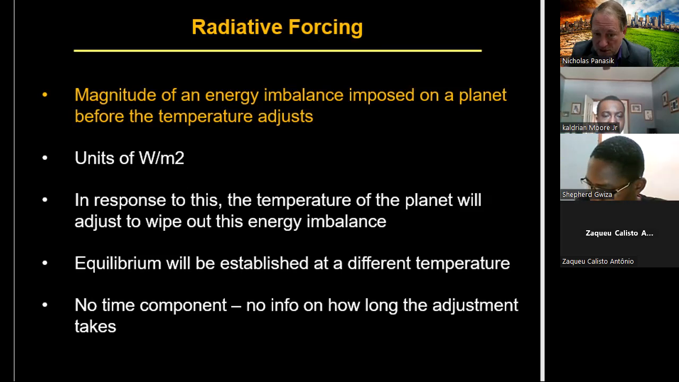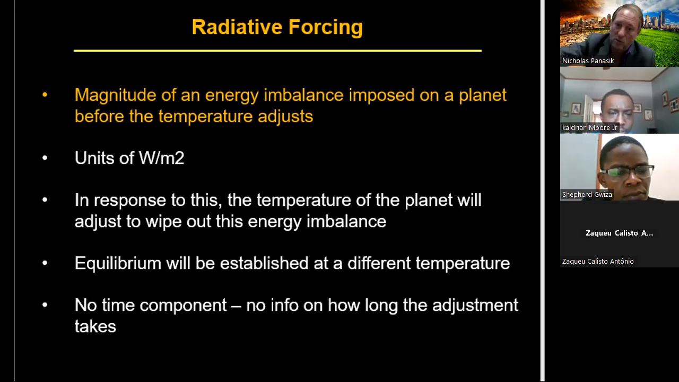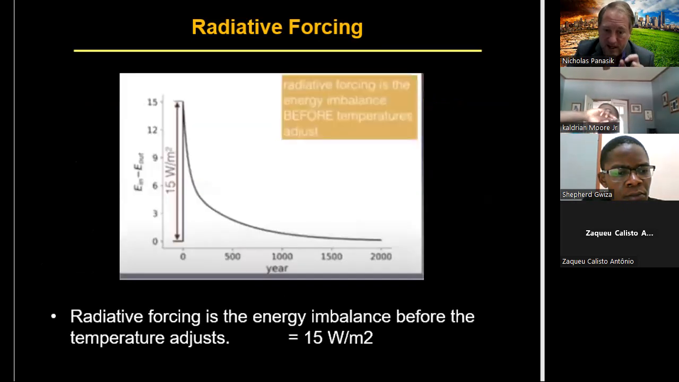Now, notice there's no time component to this. We're not including any information on how long it takes for the adjustment to take, okay? In some of our models, we can factor in the mixed layer and the deep ocean, etc. But for radiative forcing, it's just an amount of energy. That's the imbalance, okay?